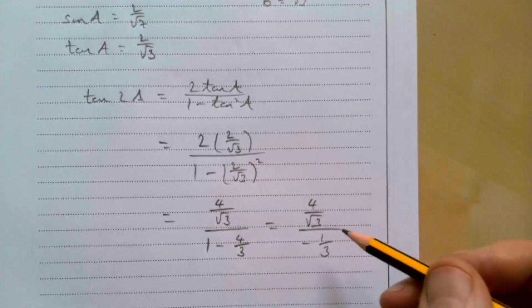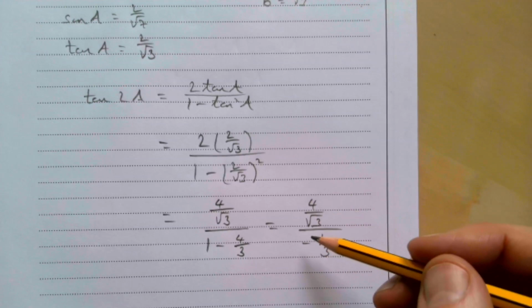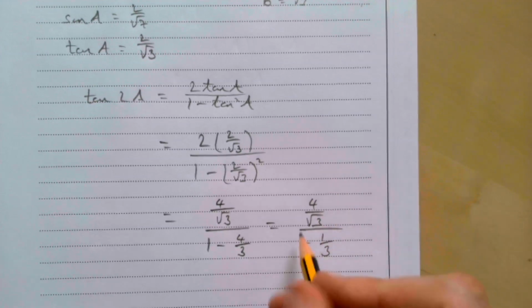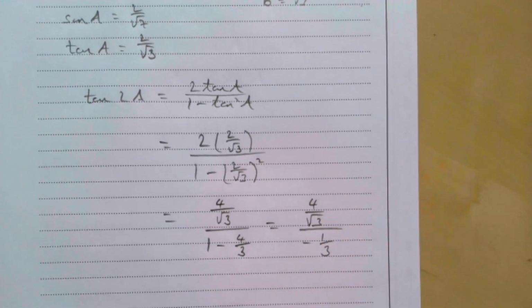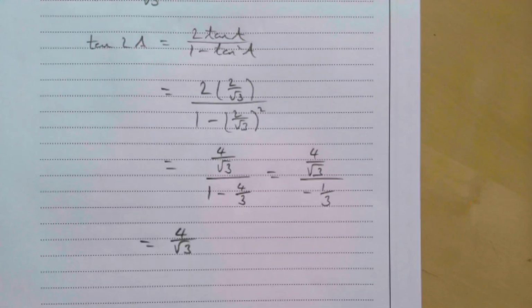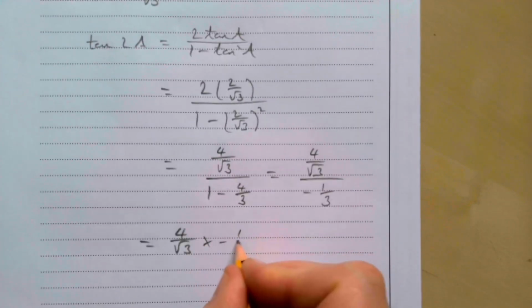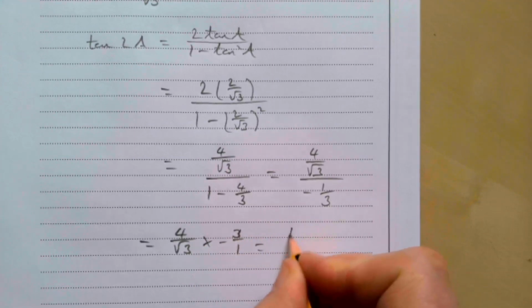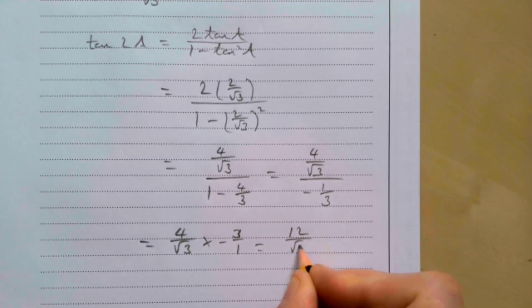There's a couple of ways to solve from here. Of course, you can stick it in the calculator and hopefully it'll give you a fraction rather than a decimal. This is two fractions divided by each other, so I'm going to turn the second one upside down and multiply. So 4 over root 3 multiplied by minus 3 over 1. That gives me 12 over root 3.